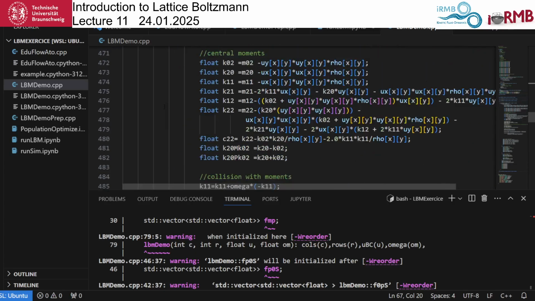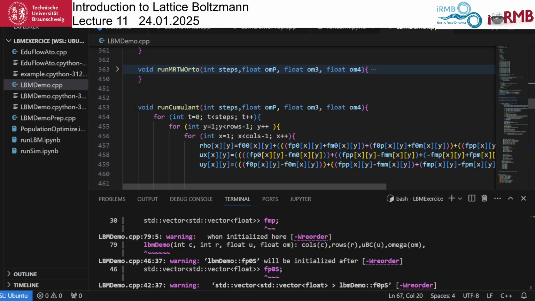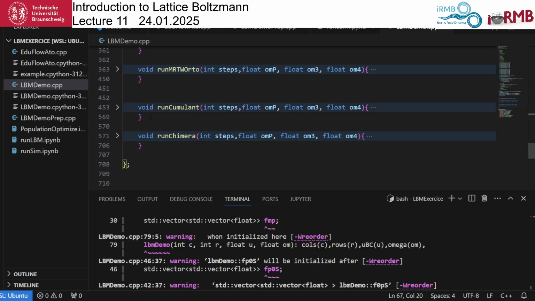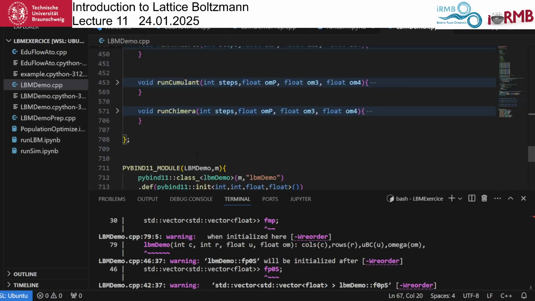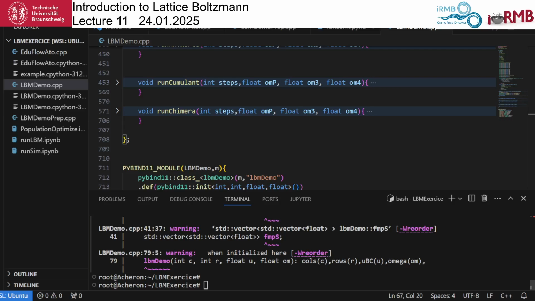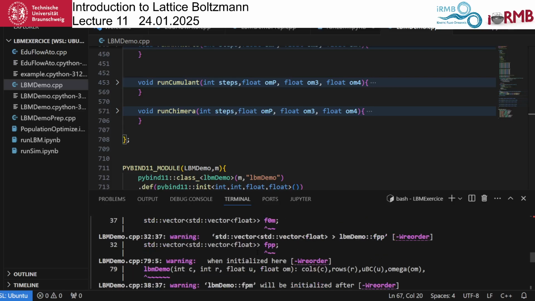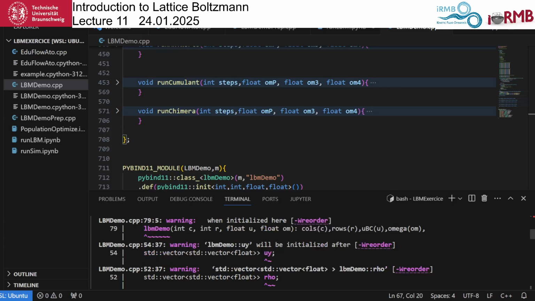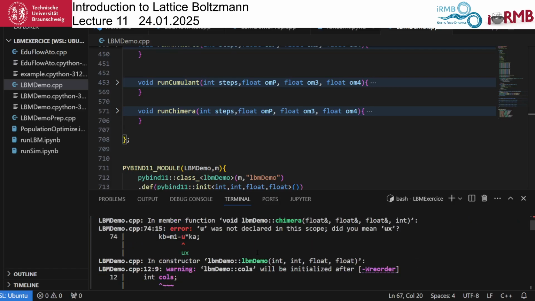Which one is this one, the cumulant one? Okay. Yes, we are separate. Chimera, so now they look separate. Now this looks like it has compiled it. It gives warnings, but it's compiled. Oh, there's one. Okay, wait, this was not declared.